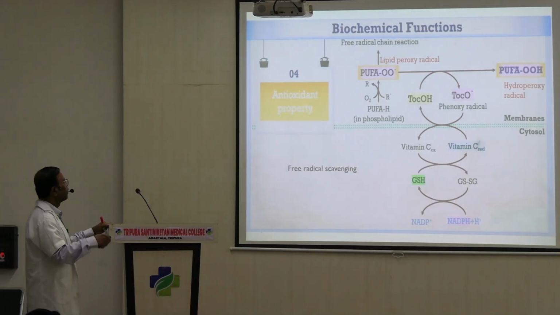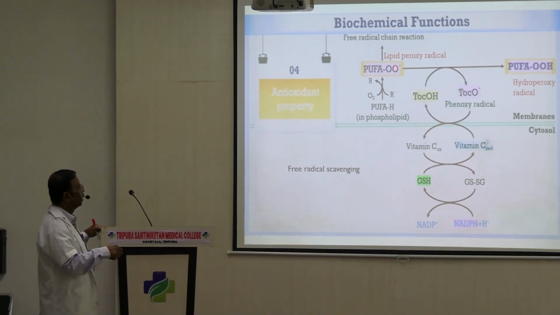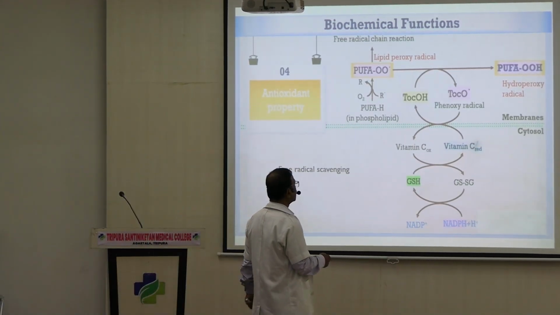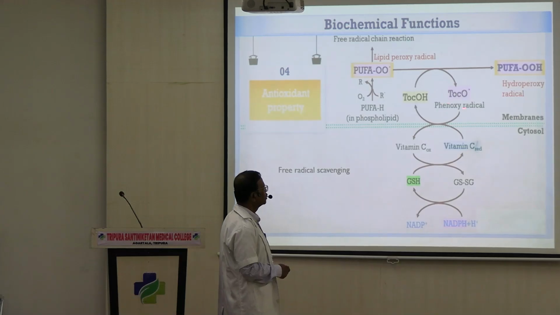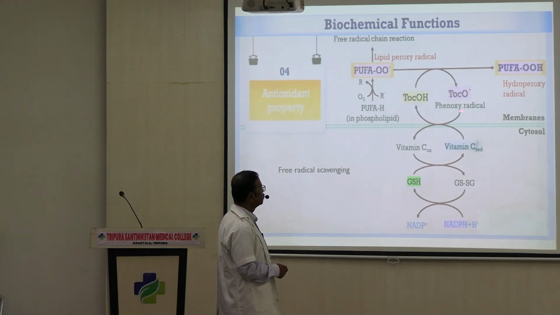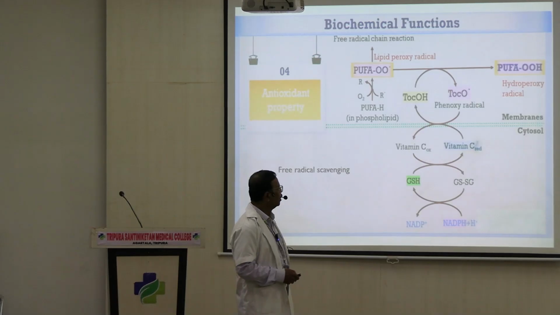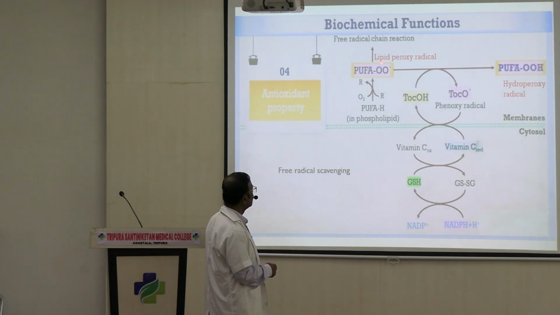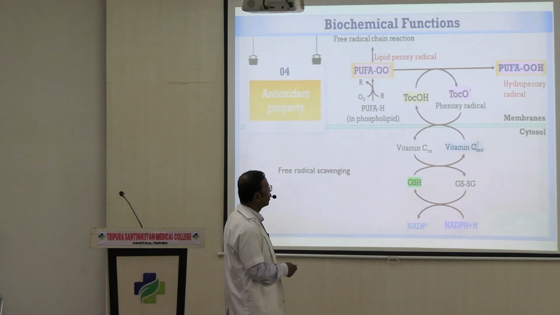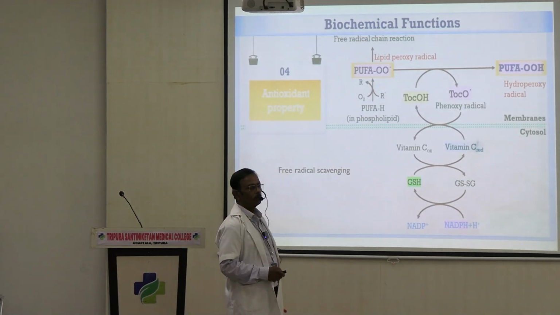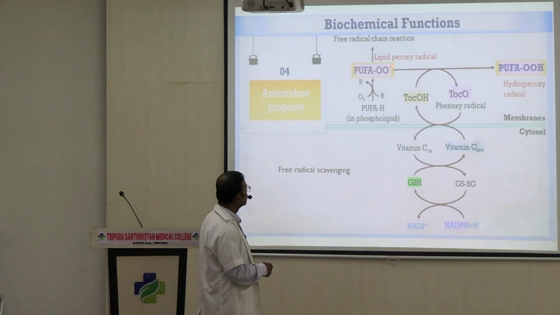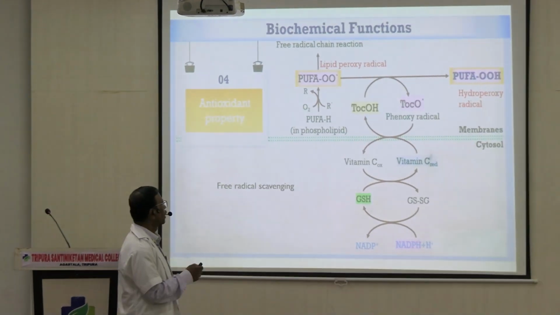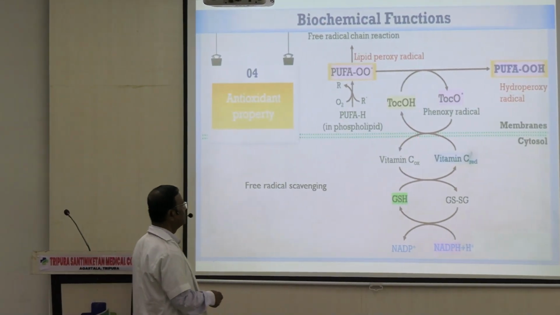Tocopherol, vitamin E. This one will receive this free radical electron from the PUFA and get oxidized to a phenoxyradical. The phenoxyradical is not that type of offending. So this lipid peroxyradical will be converted into a hydroperoxide. Though it is a radical, it is not offending. There is no dot. See, the dot is there, here there is no dot. So it is not an offending agent. Now we need to regenerate this vitamin E.